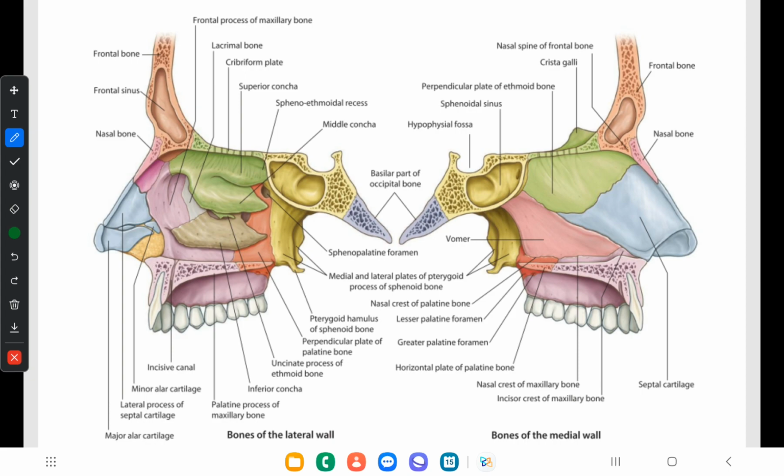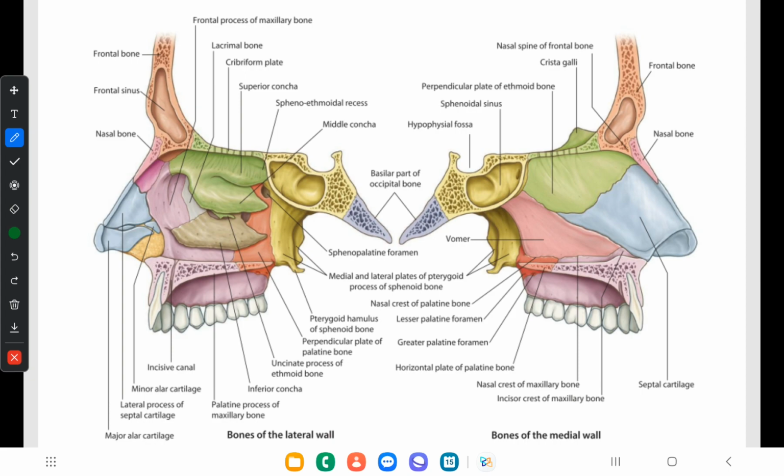Next, we will see the boundaries of the nasal cavity proper. The nasal cavity proper presents a floor, roof, lateral wall, and medial wall, or nasal septum. When we talk about the floor, it is formed by the mucosa covering the superior surface of the hard palate. You can see this part is the hard palate, so the superior surface of the hard palate is involved in formation of the floor.